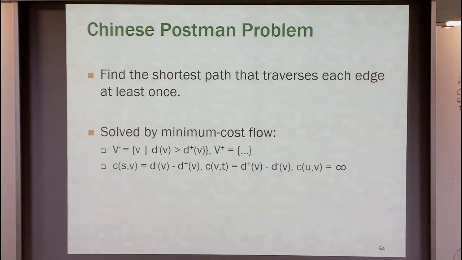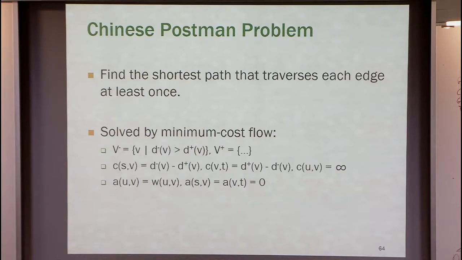Then we can have the capacity from the source to all of the V minus vertices be the imbalance. So this is the number of edges that we'll need to go over or to add to have them balanced. And similarly from the vertices in V plus to the target. And all of the rest of the original edges can have a capacity that is unbounded. We can go over them as much as we want.